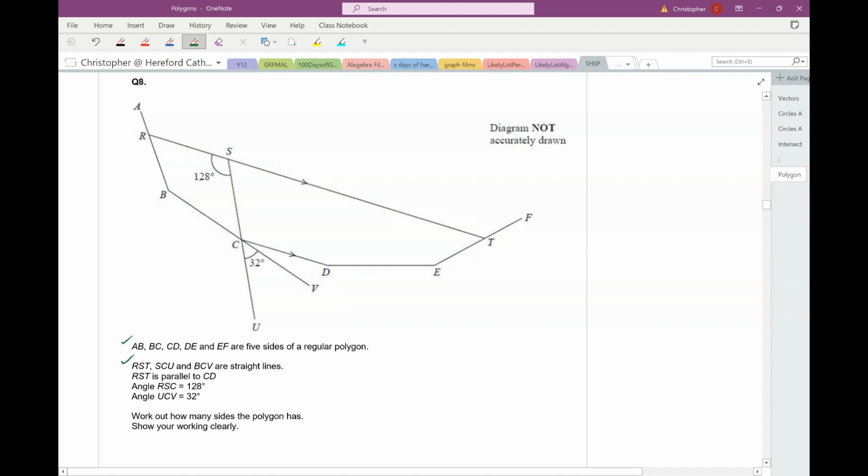RST is parallel to CD. That's telling me that that line there is parallel to that line, and those are marked on the diagram as well. That's good.